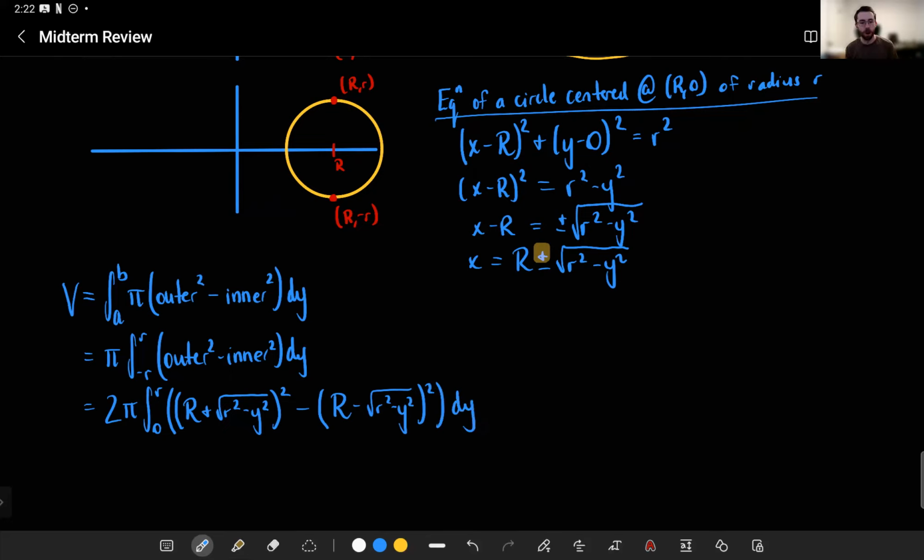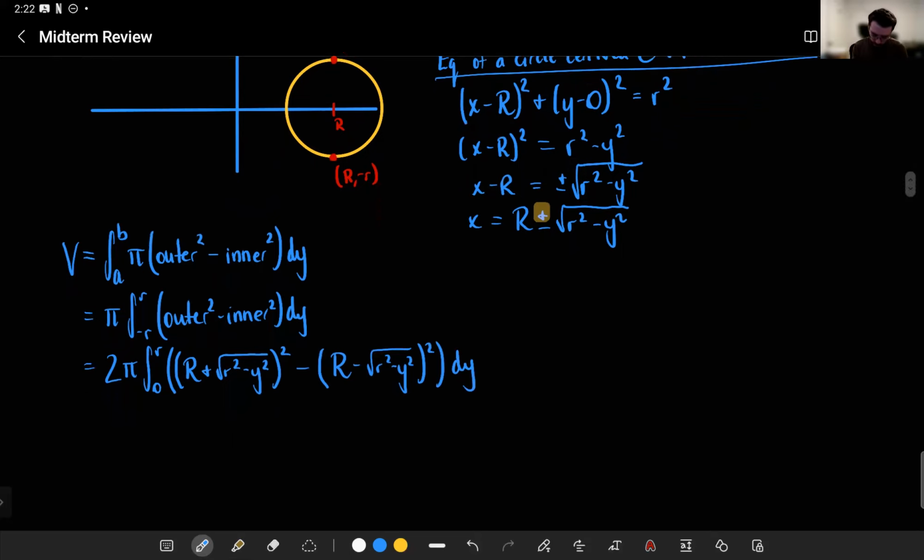Still with respect to y. And I mean, this looks terrifying, but it works out rather nicely. See what I mean? You'd have to FOIL each of these terms, right? In the process of FOILing, I'd get a positive r squared on this one, and I'd also get an r squared on this one, but then I would subtract them. So those terms will cancel. I don't even need to write them.